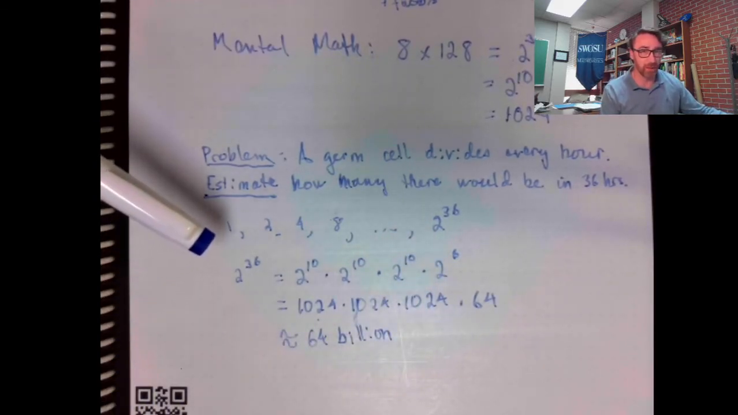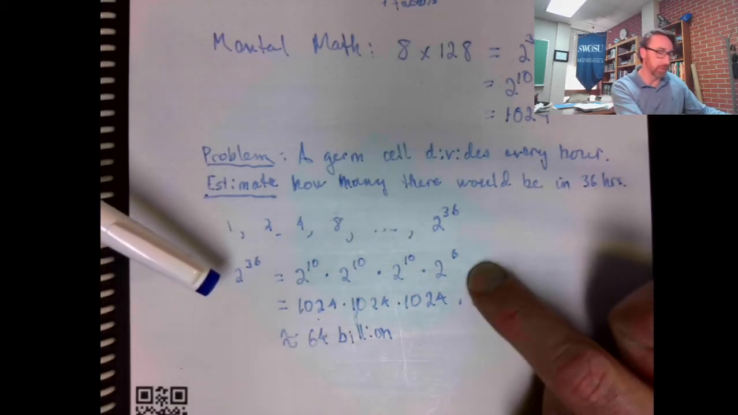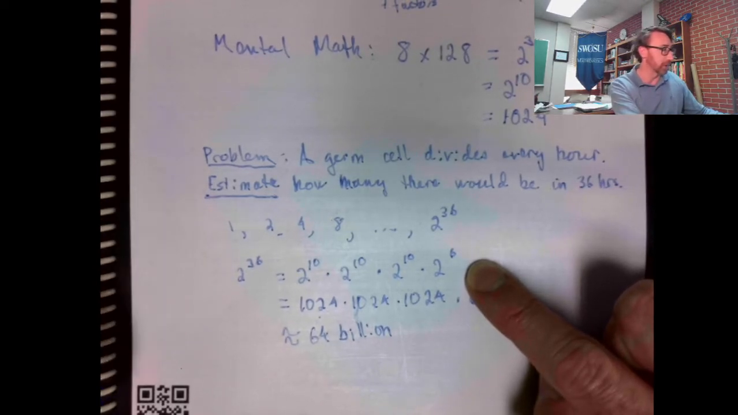Okay, so here's how I'm going to work. 2 to the 36, if I use my rules for exponents backwards, it's this right here.